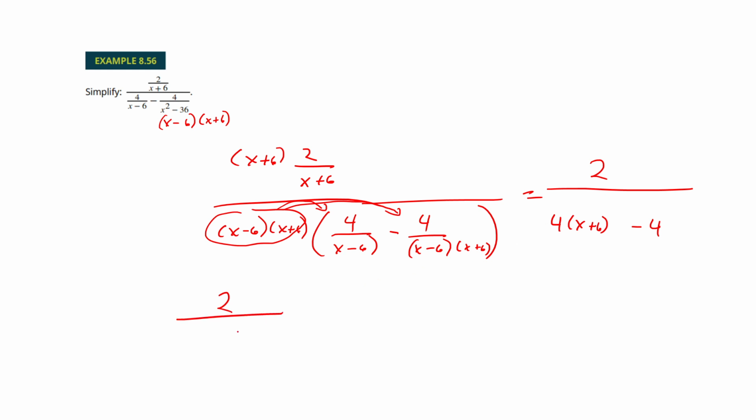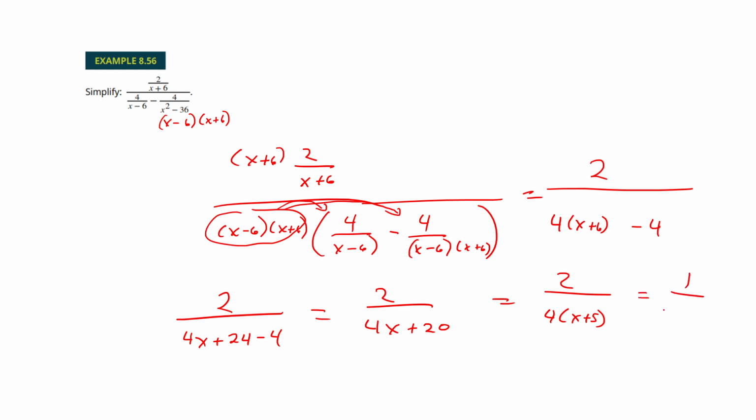So I'm just going to tidy up the denominator here. I've got 4x plus 24 minus 4. Okay, now there's actually a GCF on the bottom here. I can pull out a 4. And then those could reduce down to that.